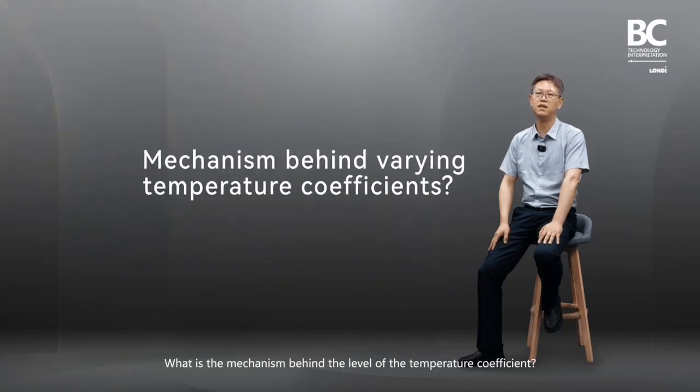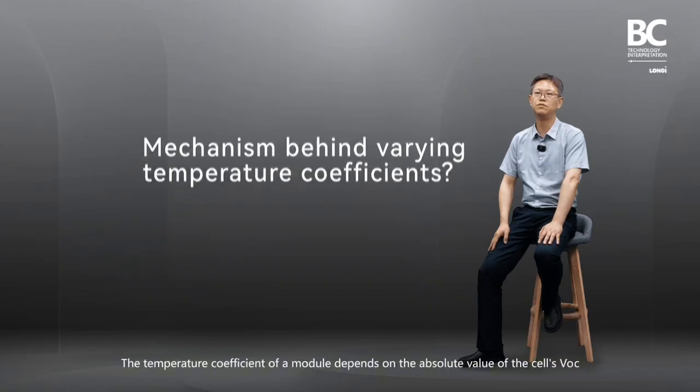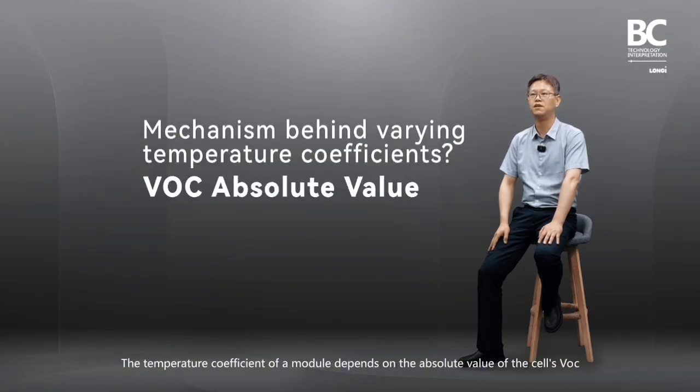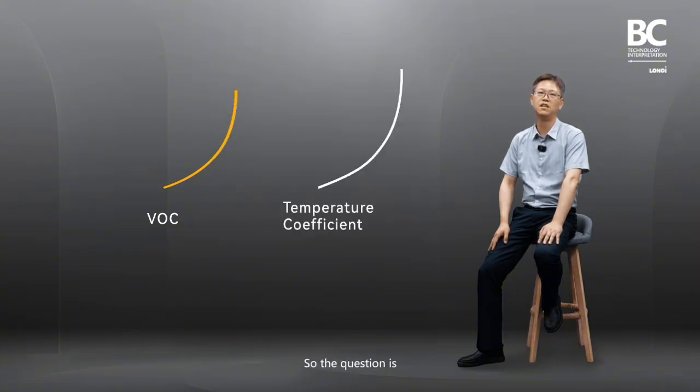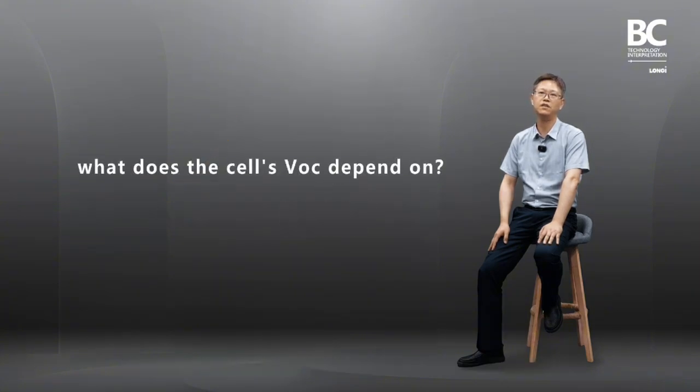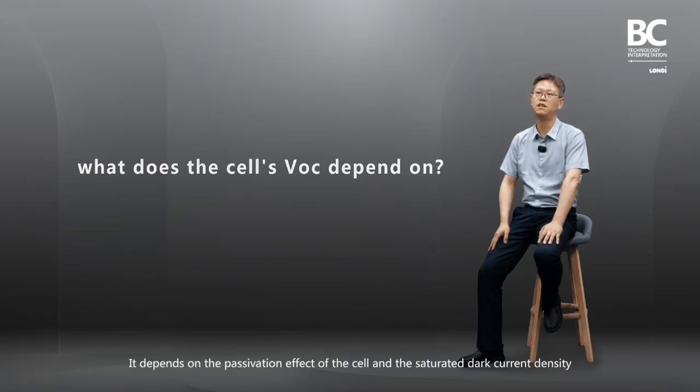What is the mechanism behind the level of the temperature coefficient? The temperature coefficient of a module depends on the absolute value of the cell's VOC. The higher the VOC, the better the temperature coefficient. So the question is, what does the cell's VOC depend on? It depends on the passivation effect of the cell and the saturated dark current density.